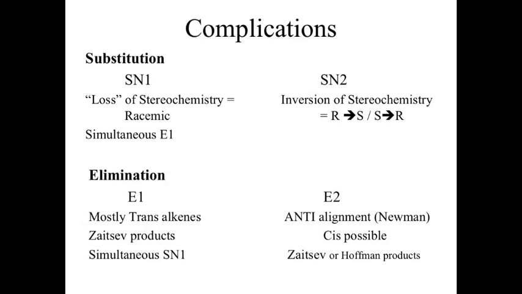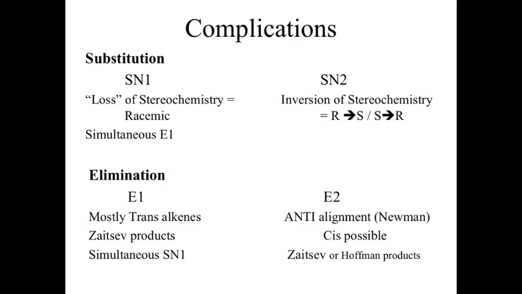In the elimination type reactions, if you're looking at an E1, you get mostly the trans alkene, which is actually less of a complication and more of a bonus because we don't have to think about it as much. You'll get the Zaitsev product exclusively, so we'll always form the most stable double bond, which is nice for those. The actual complication that comes out of the E1 is that it is simultaneous with the SN1, so you have to watch out for those types of reactions.